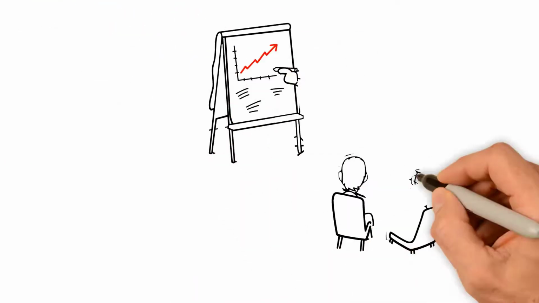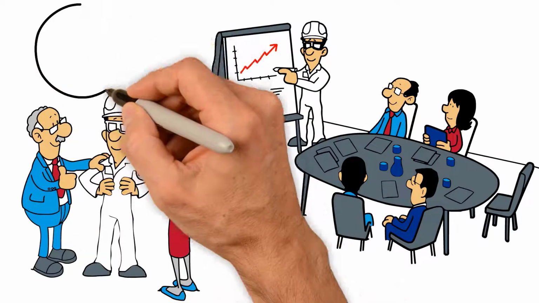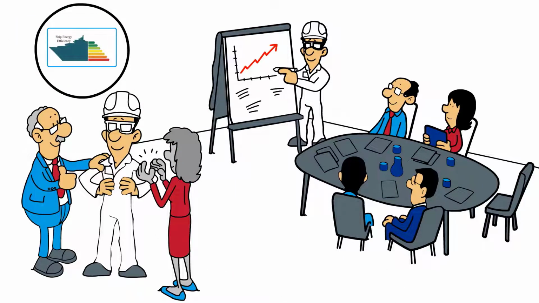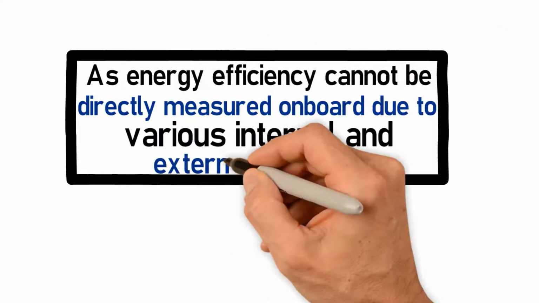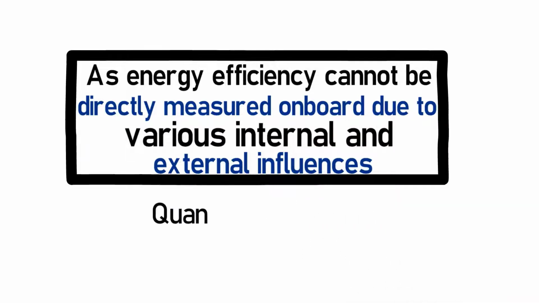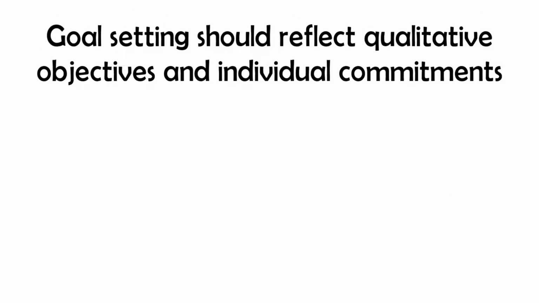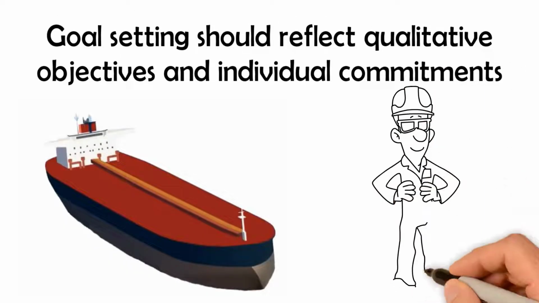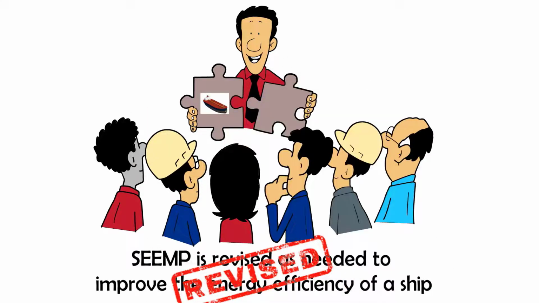Once the appropriate measures are planned, goals are set to assist in identifying the stakeholders who should be conscious of improvements in energy efficiency. As energy efficiency cannot be directly measured on board due to various internal and external influences, quantitative targets are chosen carefully. Goal setting should reflect qualitative objectives and individual commitments. The SEEMP is revised as needed, with measures to be adopted to further improve the energy efficiency of a ship.